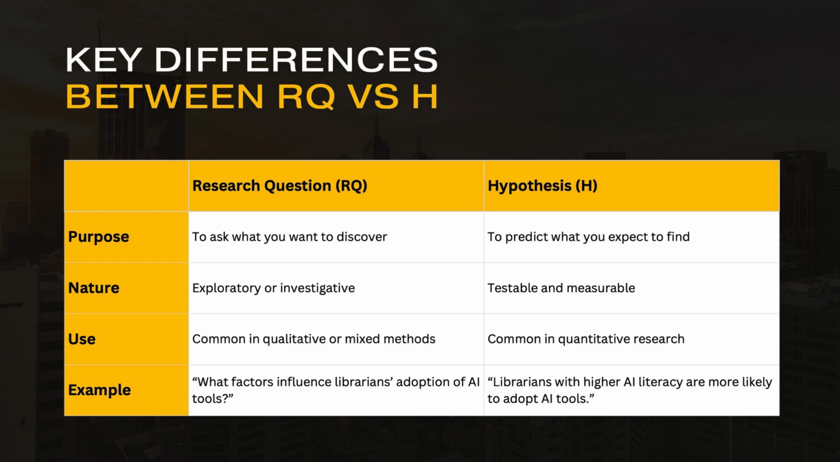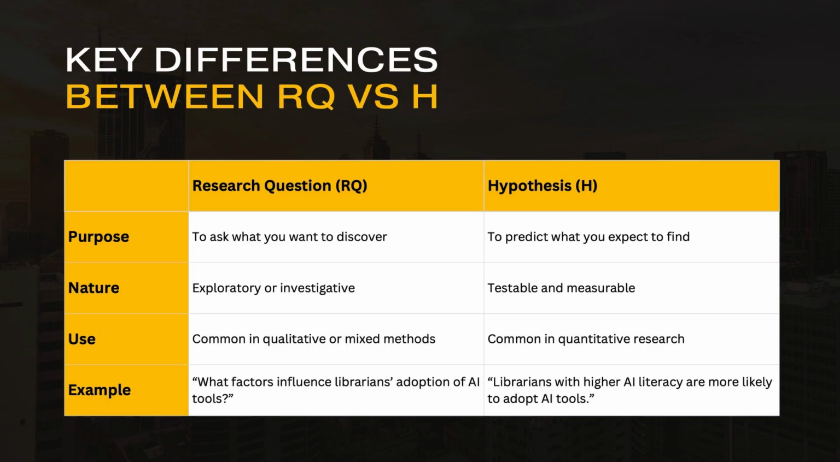Here, you're seeking understanding rather than prediction. Research questions are commonly used in qualitative or mixed method studies, where the goal is to explore experiences or explain phenomena in depth. A hypothesis, on the other hand, is used to predict what you expect to find. It's testable and measurable, based on an assumption you can verify with data. For instance, librarians with higher AI literacy are more likely to adopt AI tools. This statement can be statistically tested, making it typical of quantitative research.